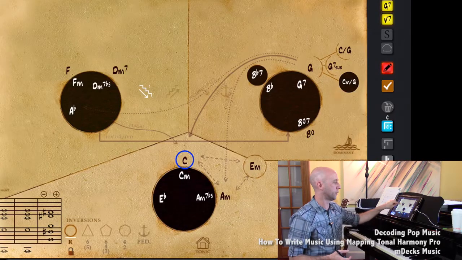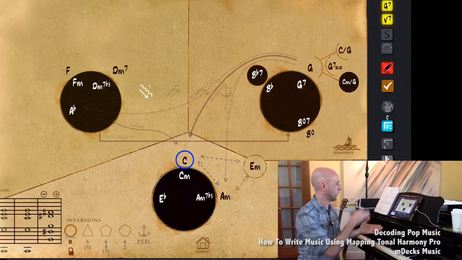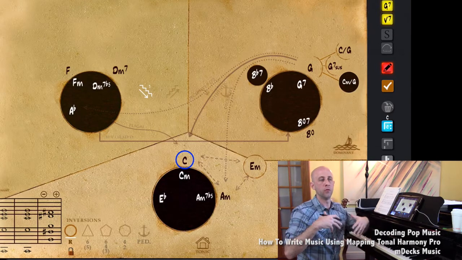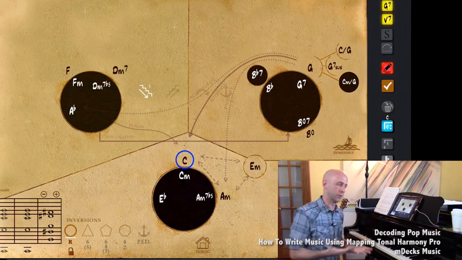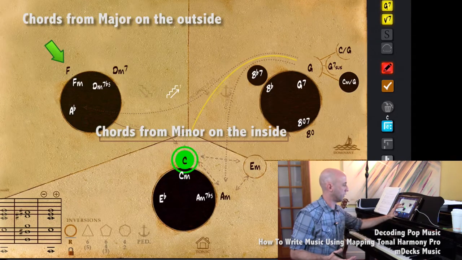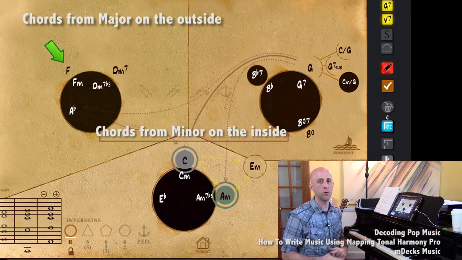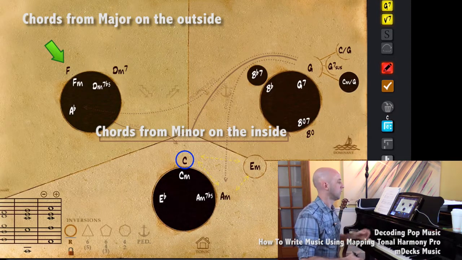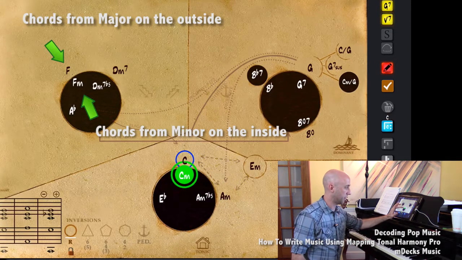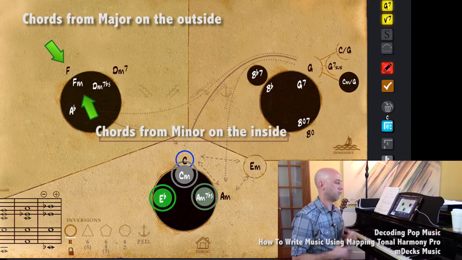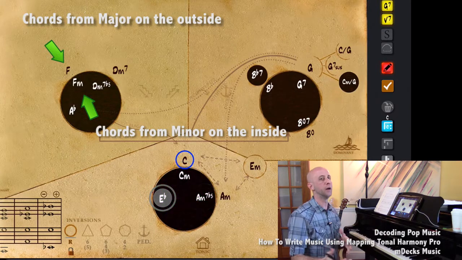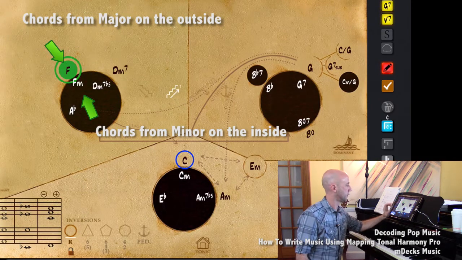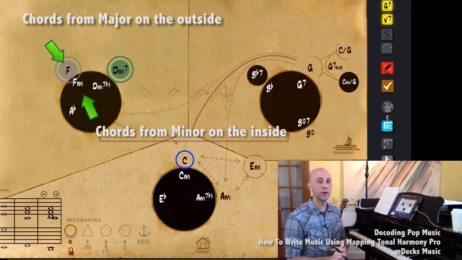What you basically have here are little tiny circles of fifths, and the chords geographically located around the circle of fifths are related to where they would be in the circle of fifths. And the chords on the outside of each circle represent the chords of C major. We're in C. The chords on the inside of each circle represent the chords of C minor, C's parallel minor. So you have F and D minor 7 over here in the subdominant area.